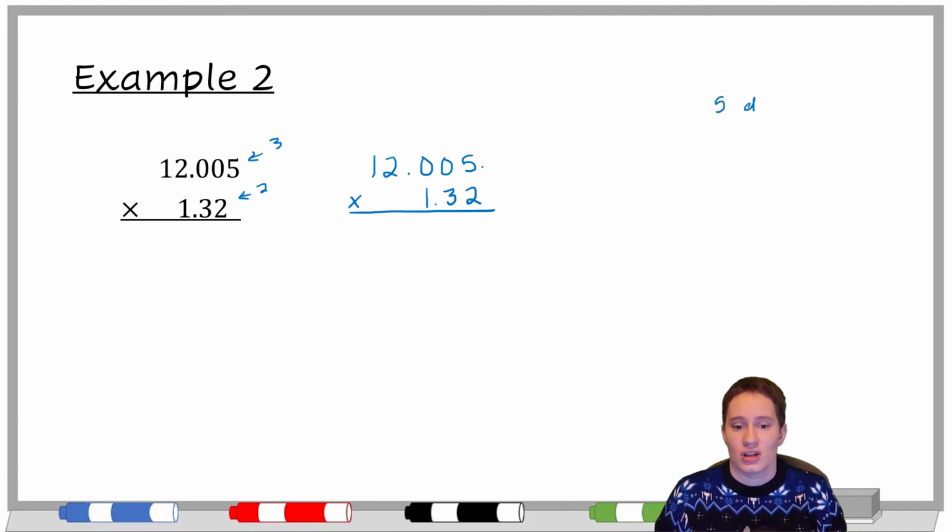So let's do this. 2 times 5 is 10, carry our 1. 2 times 0 is 0, plus 1 is 1. 2 times 0 is 0. 2 times 2 is 4. And 2 times 1 is 2. Mark out our 1, put our placeholder, and then multiply by 3. 3 times 5 is 15, so write down 5, carry our 1. 3 times 0 is 0, plus 1 is 1. 3 times 0 is 0. 3 times 2 is 6. 3 times 1 is 3.